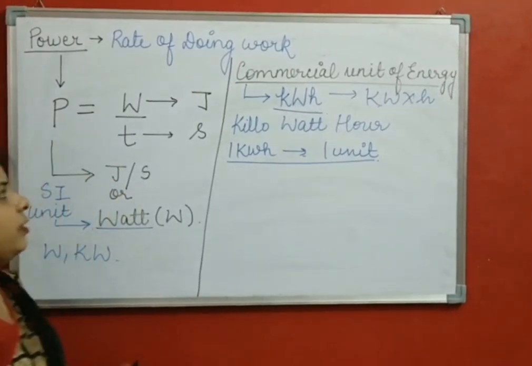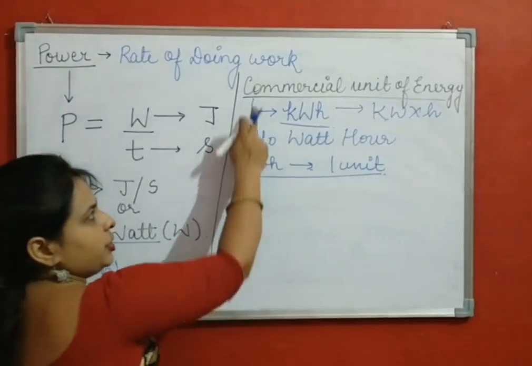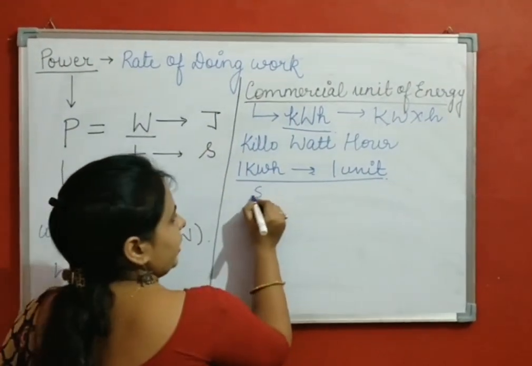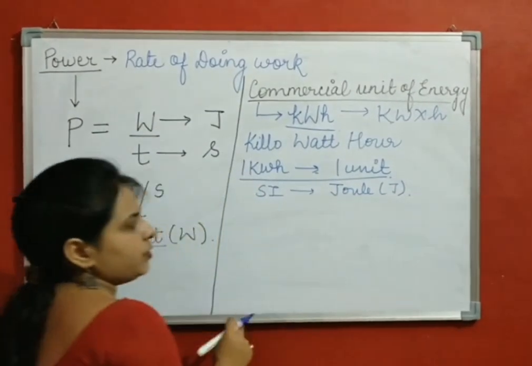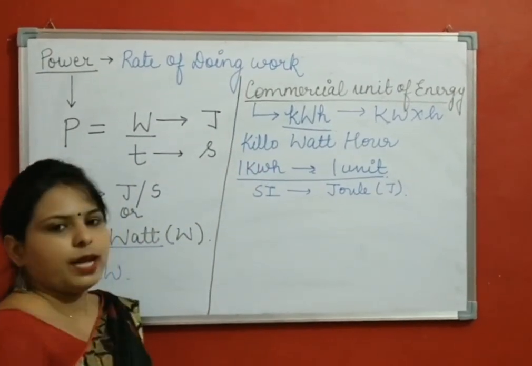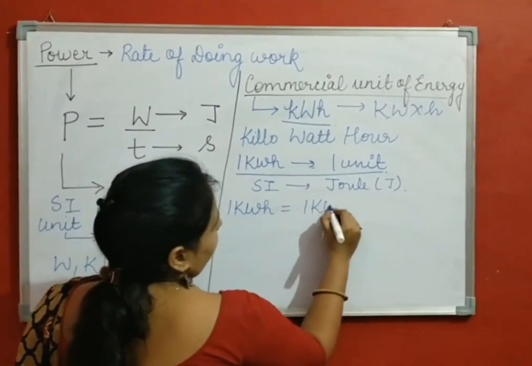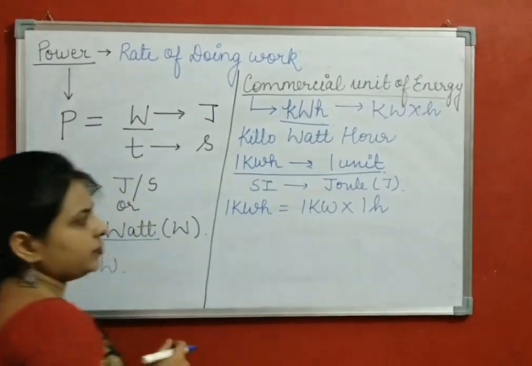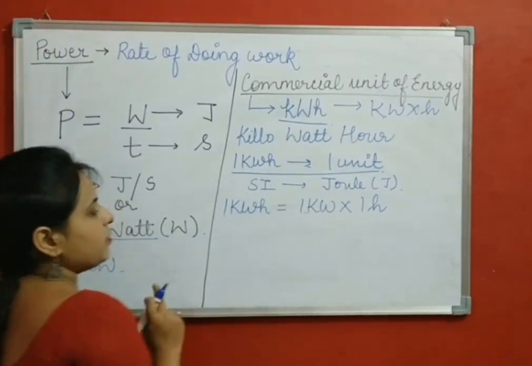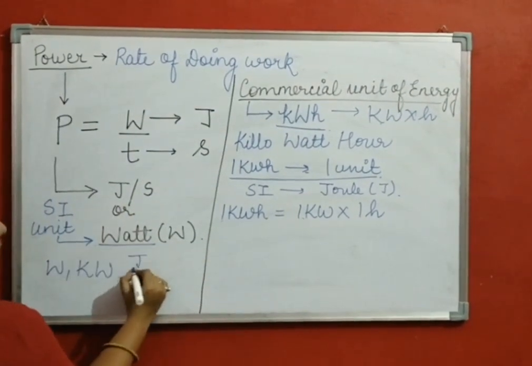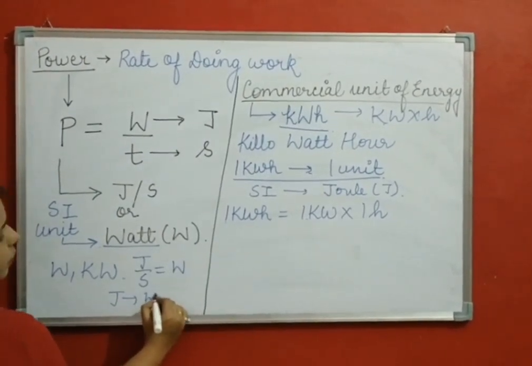Now one question comes, children: what is the relation between the commercial unit and the SI unit of energy? The commercial unit is kilowatt hour. The SI unit is joule. Now let us find the relation between kilowatt hour and joule. You can write 1 kilowatt hour is equal to 1 kilowatt into 1 hour. And joule per second is equal to watt, so joule can be written as watt second.